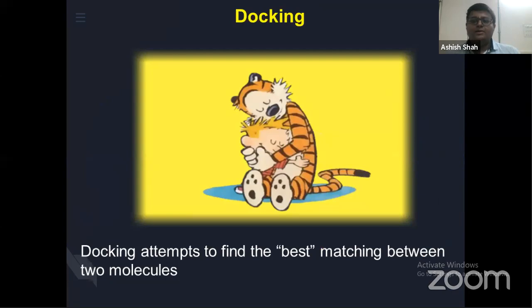When the lock is there, you may be able to open it if your key is specific. You cannot open the lock with all the keys. The key should be very specific. The same is true of docking. It follows the lock and key approach, which is the best match between two molecules.